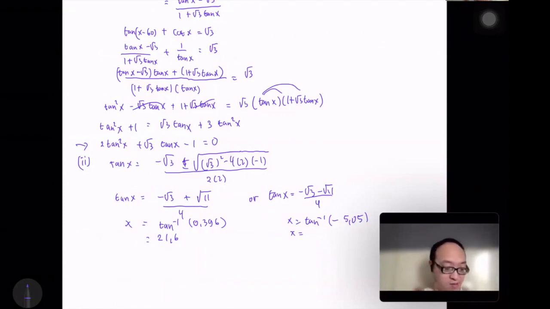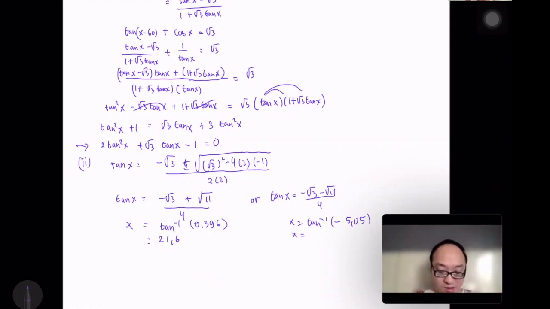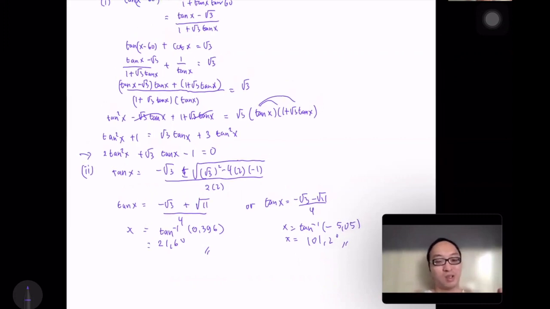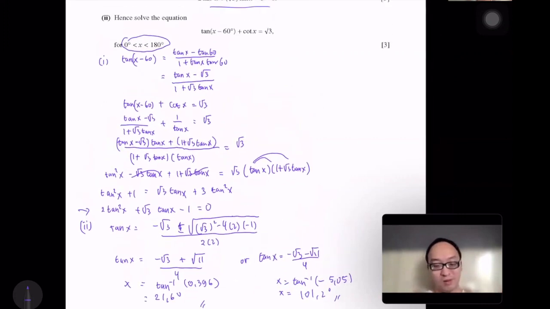So that means tangent inverse of 5.05 becomes 101.2 degrees. Yeah, these two are the answers for question number 3.